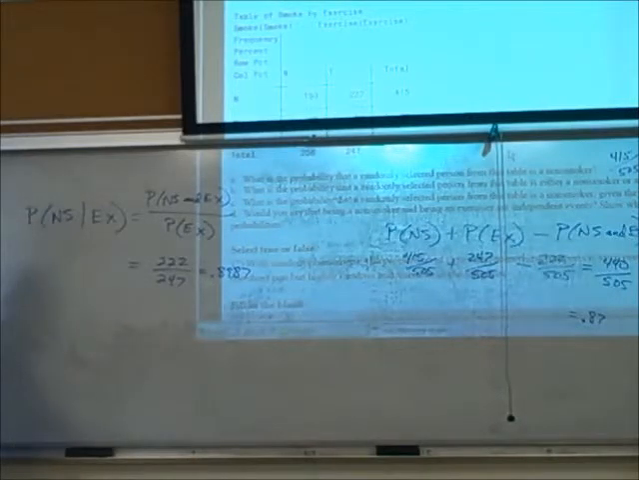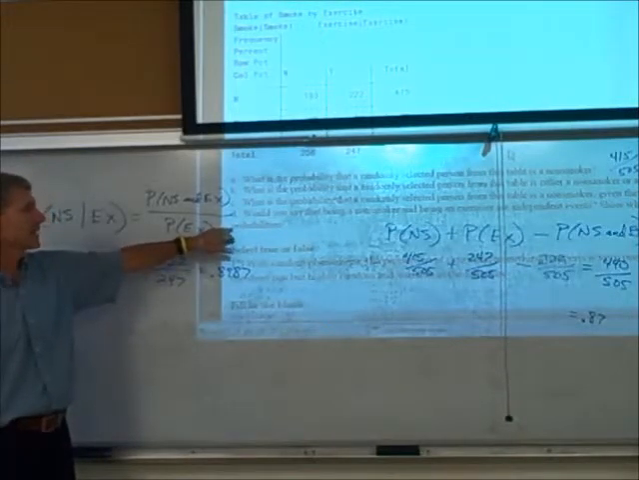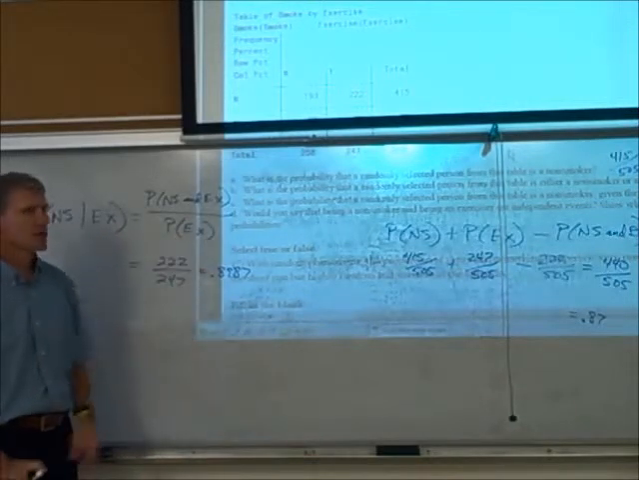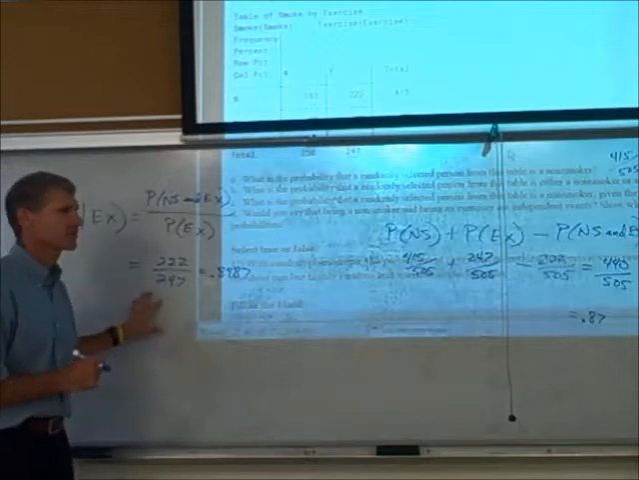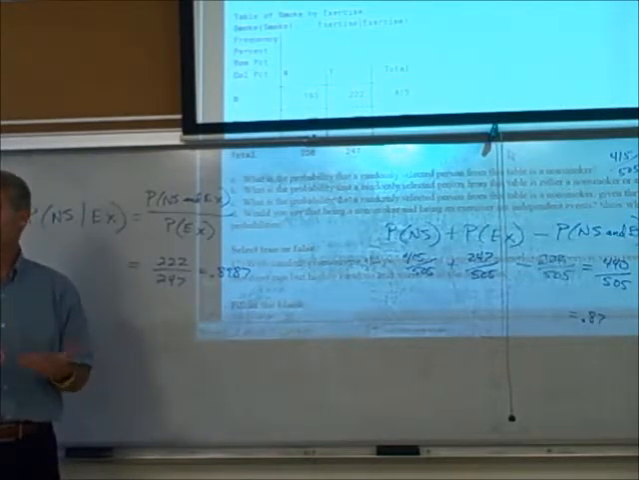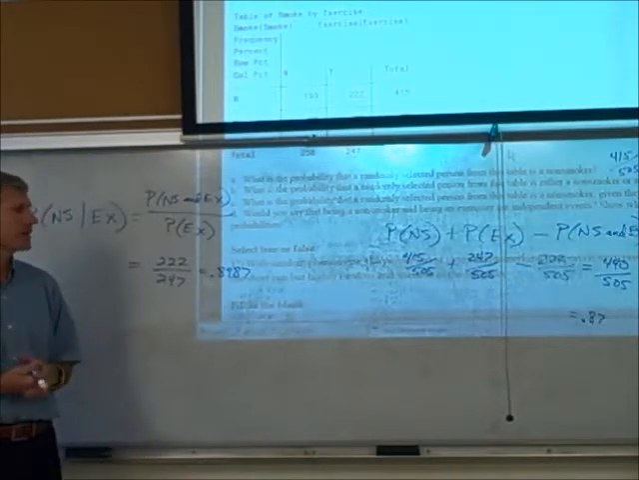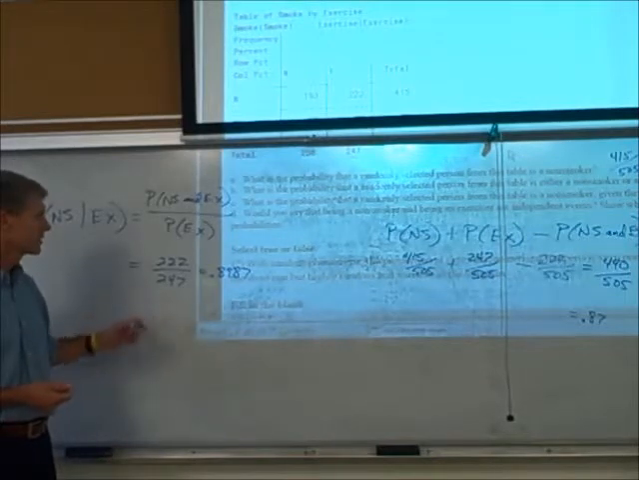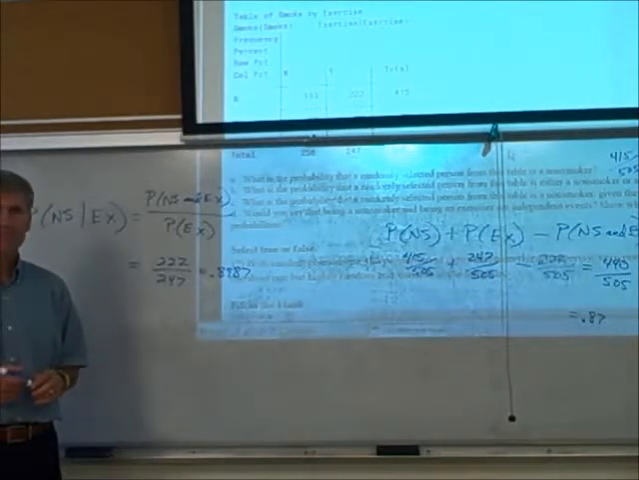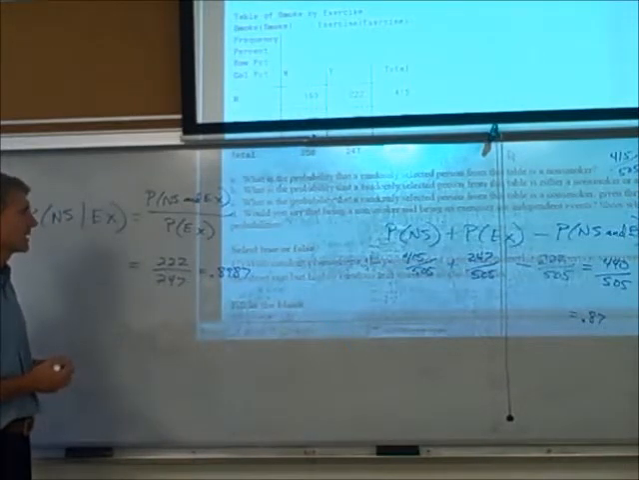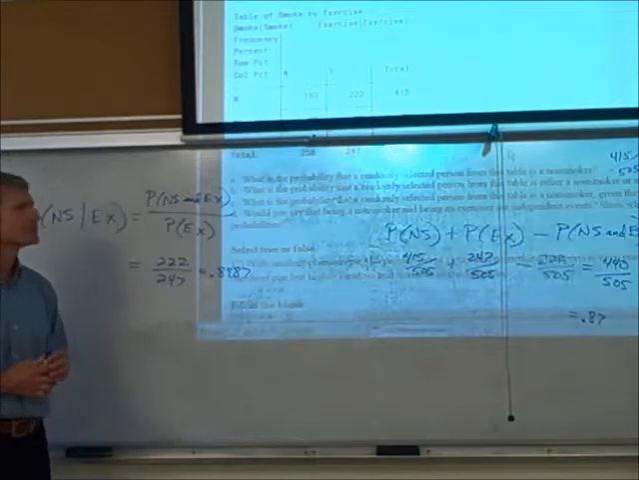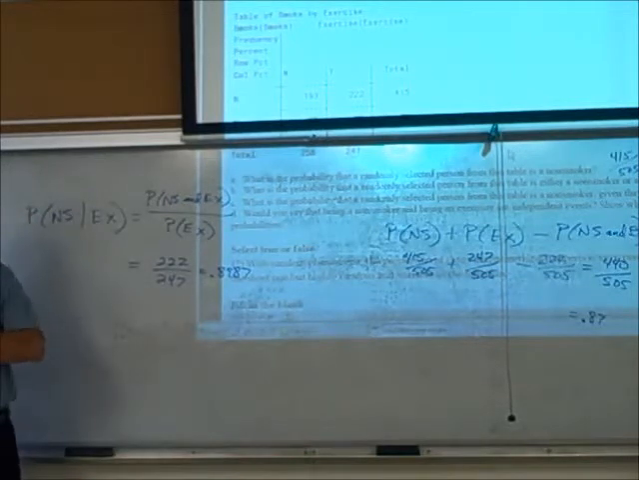Okay? Part D says, would you say that being a non-smoker and being an exerciser are independent events? Show why using probabilities. Well, this is one of those checks for independence. And you have several choices you could do, and any of them will get you full credit. So what do you want to use as a check? Probabilities equal 1? No, you wouldn't use that here. That's to check that it's a probability distribution.